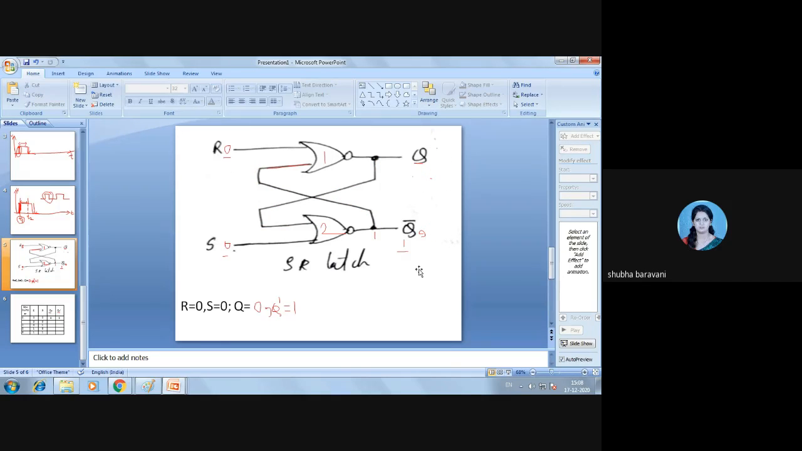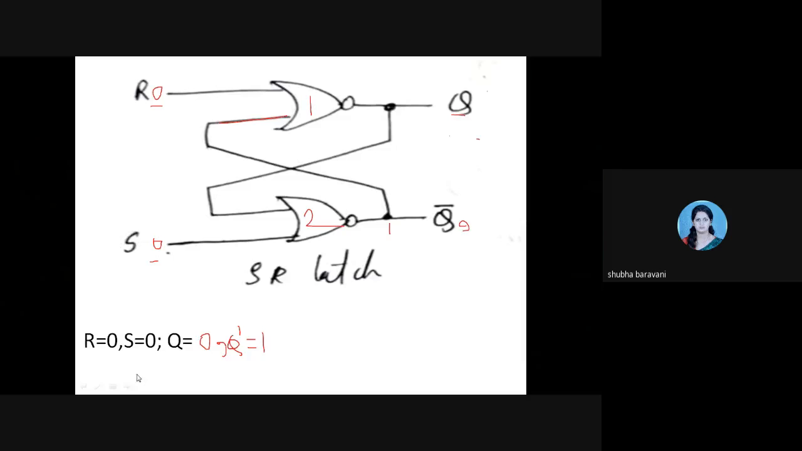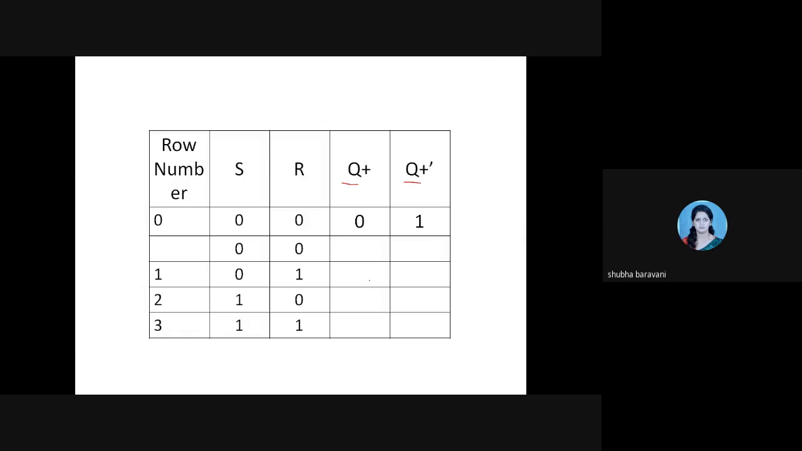Okay, now what I will do, I will assume my Q is 1. It means my Q bar is 0. Now when your Q is 1, see, 1 comes from here. It comes to this. 1 plus 0 gives me 1. NOT of it is 0. This 0 comes here, comes to NOR gate 1. Right? This is 0. 0 plus 0 is 0. NOT of it, I got 1. So did I again get the same as what I had assumed? Yes, ma'am.